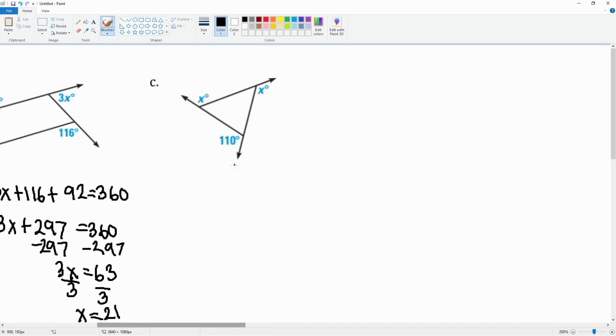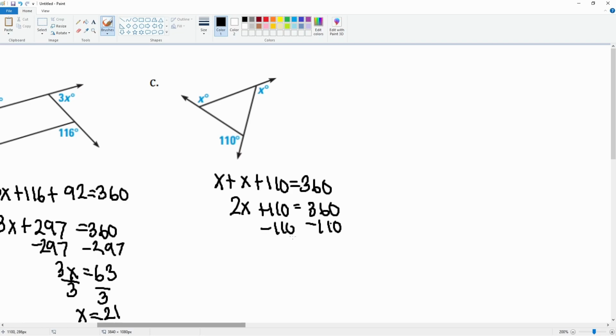Okay. C, 2x plus 110 is equal to 360. Minus 110, you get 2x is equal to 250. Divide by 2, you get x is equal to 125.